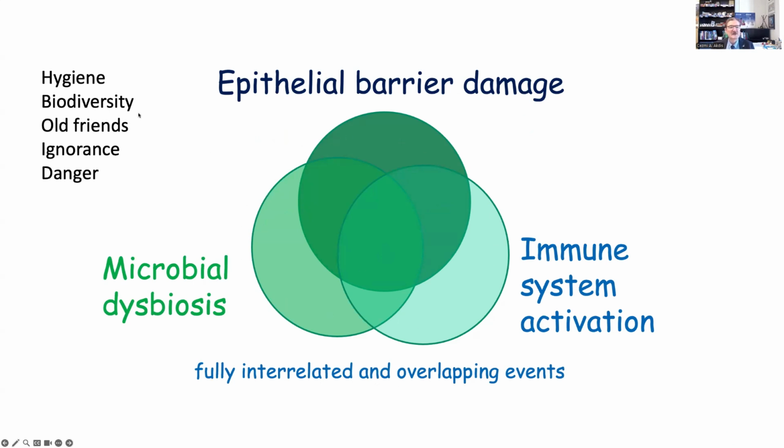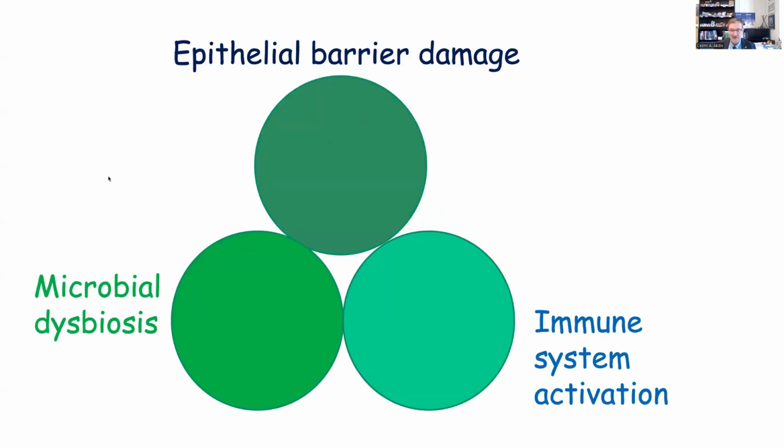It is an overarching theory about the hygiene hypothesis, biodiversity hypothesis, old friends hypothesis, ignorance hypothesis, danger hypothesis. All of them you can find within the epithelial barrier theory, and you can understand all of them in a better way if you learn the epithelial barrier theory and follow these lectures.